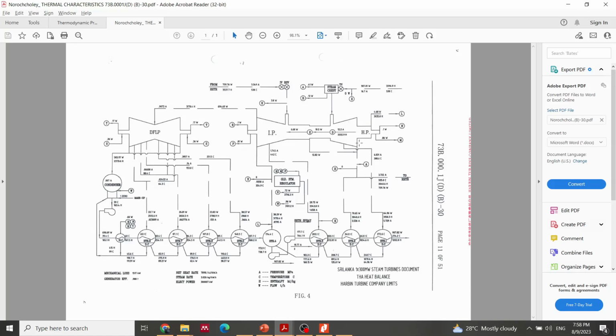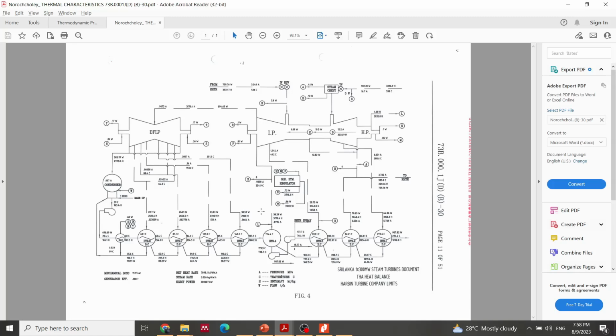Now you have the high pressure turbine here, right? This is the HP, meaning the high pressure turbine. Then it has an intermediate pressure turbine, right? So this has three sections: high pressure, intermediate pressure, and low pressure turbine, right? And if you look at this, these are all the feed water heaters, right? So you have closed feed water heaters 1, 2, 3, 4, 5, 6, 7, and 8. So there are 8 closed feed water heaters, and again there's one open feed water heater, right?